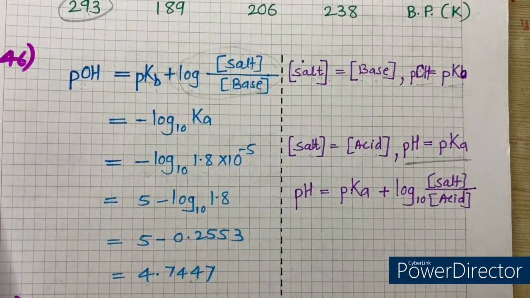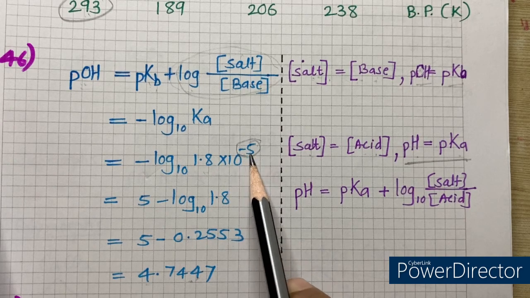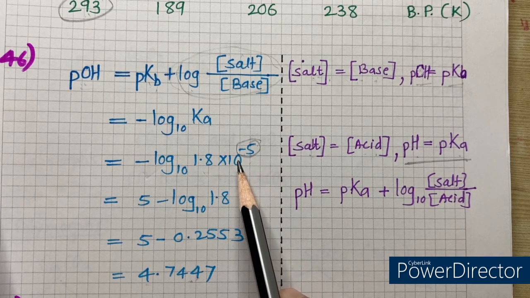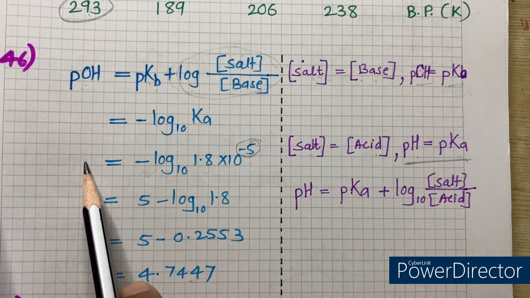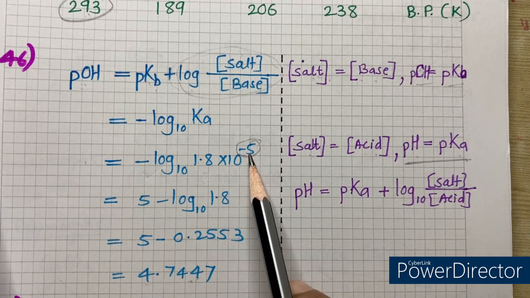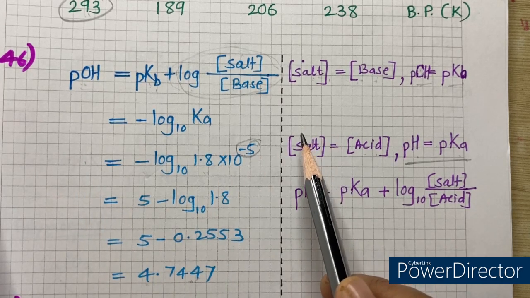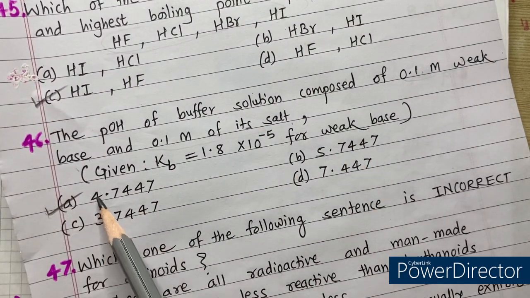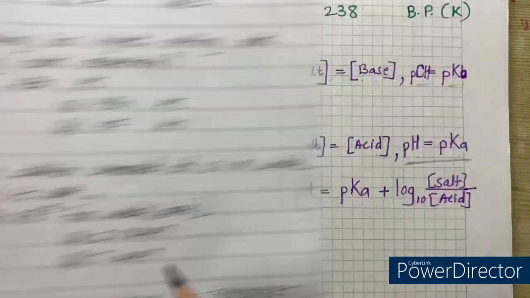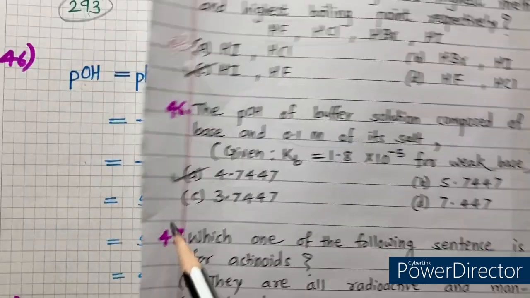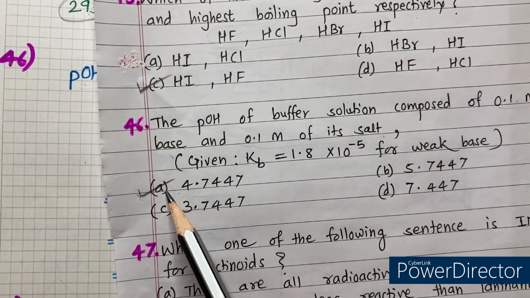Now, here one more trick. Here, this value is minus 5. That is, the pOH is 4 point something. pOH is 4 point something. And here in the options, 4 point something, only one option. Therefore, it is not necessary to calculate this. Directly you can write this answer.